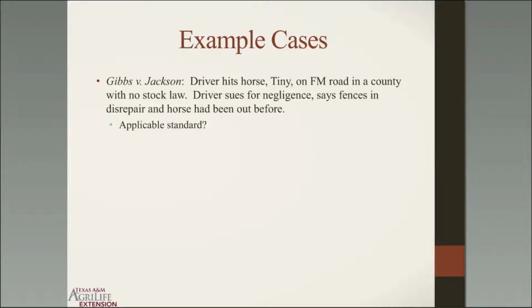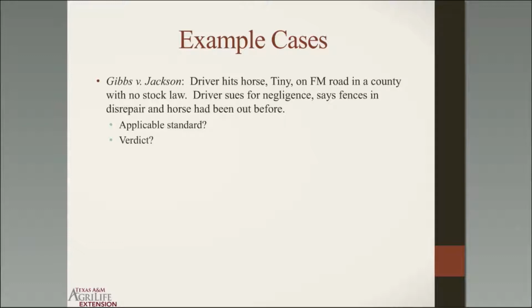So the first thing we want to look at in any fence law case is: are we in an open range area or a closed range area? We know that the general rule is open range, so we have to ask, do one of those laws apply? Is this on a state or U.S. highway? No, it's a farm to market road, so that doesn't change it to closed range. Does the county have a stock law? No, which means we're in an open range area. And remember, that means that the owner of the horse has no legal obligation to fence the horse in.